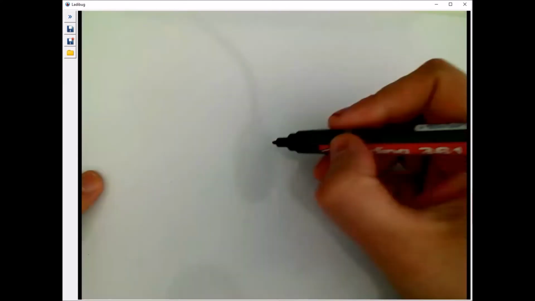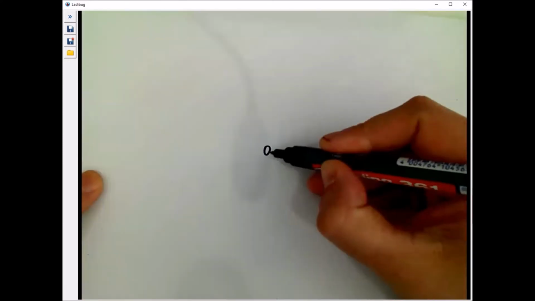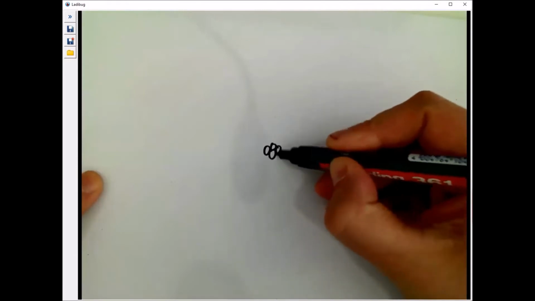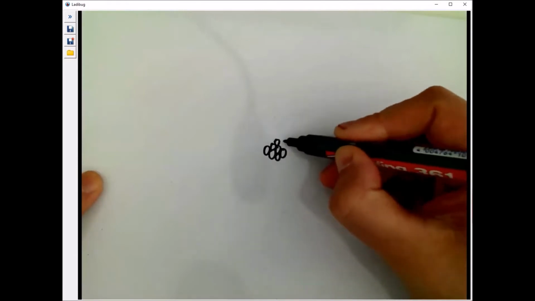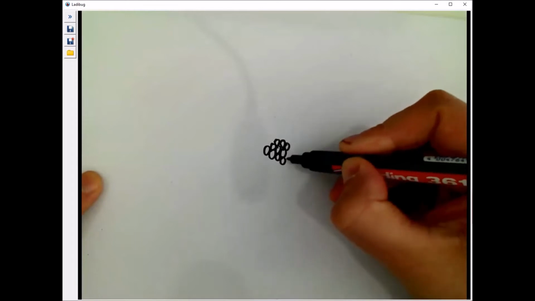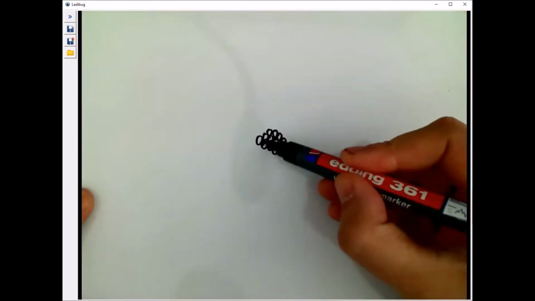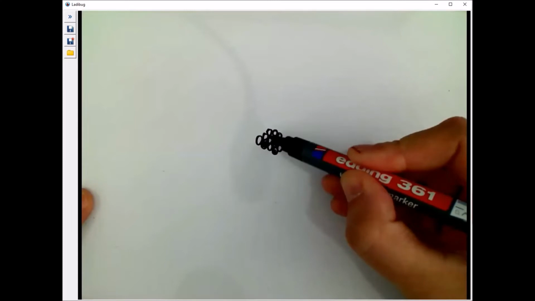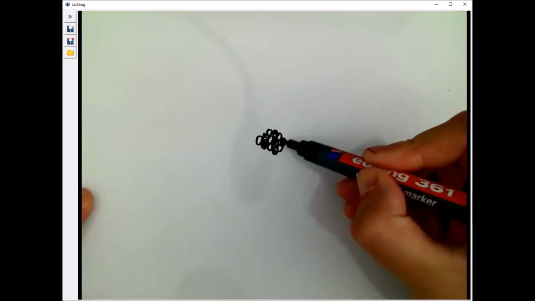So we have 12 subatomic particles in the nucleus, so I just need to draw 12 little particles in there. 3, 4, 5, 6, 7, 8, 9, 10, 11, 12. The bottom number was a 6, which tells me 6 of them are going to be protons. So I'm just going to colour in 1, 2, 3, 4, 5, 6. So I've got 6 protons in there.